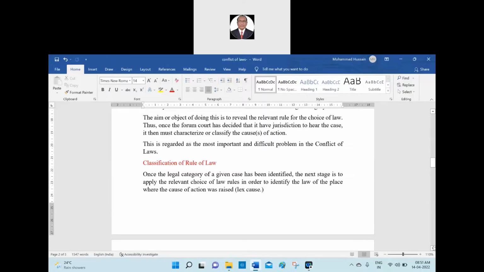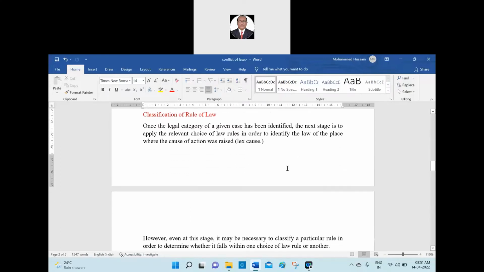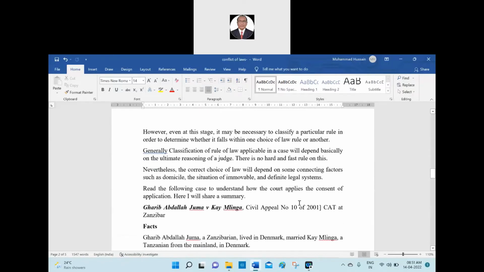Then next we turn to the classification of rules of law. Once the legal category of the given case has been identified, the next stage is to apply the relevant choice of law rules in order to identify the law of the place where the cause of action was raised, that is lex causa. However, even at this stage, it may be necessary to classify a particular rule in order to determine whether it falls within one choice of law rule or another.